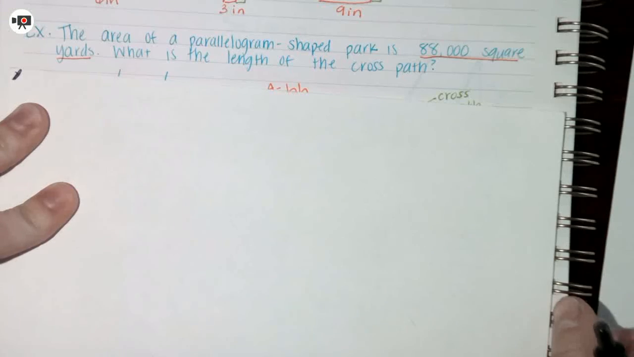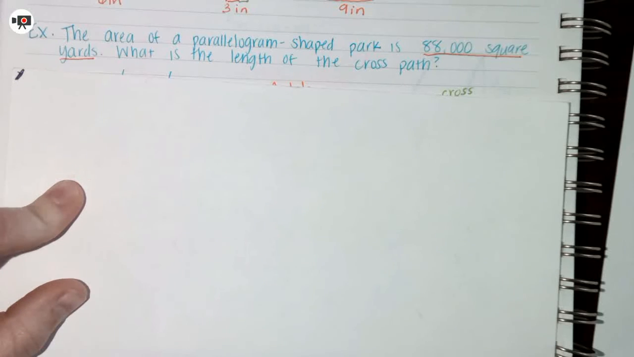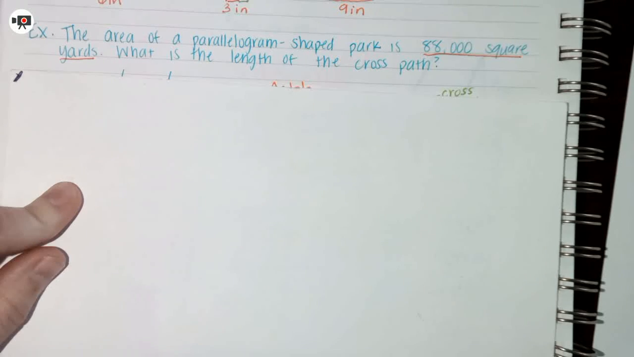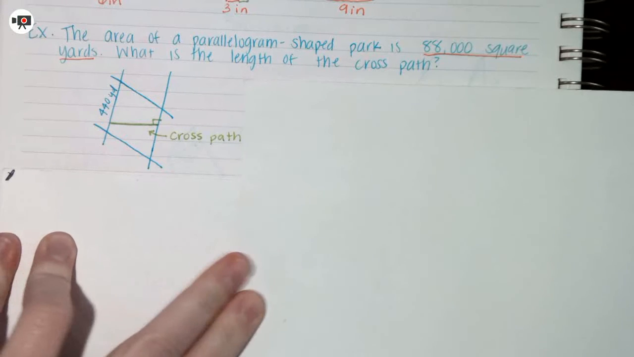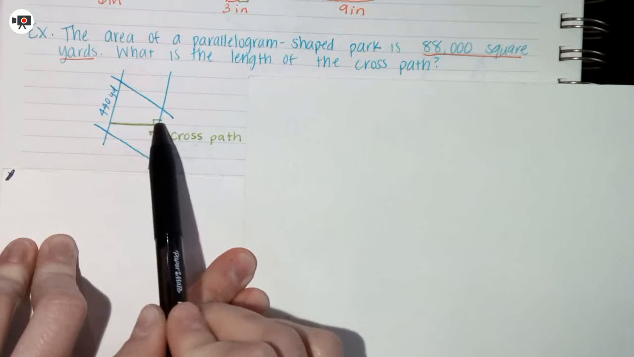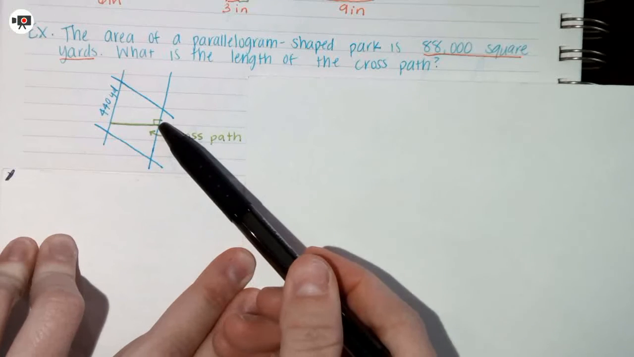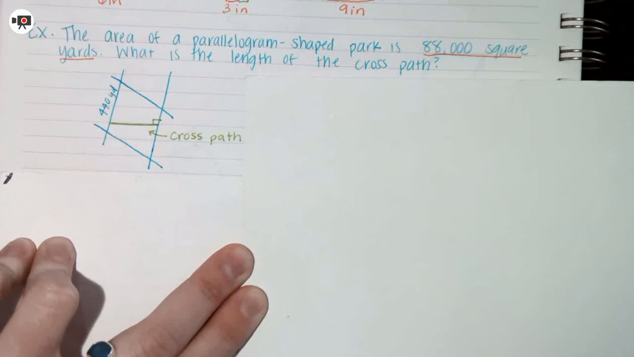Got one more. The area of a parallelogram-shaped park is 88,000 square yards. What is the length of the cross path? So I have a picture here that shows the cross path, and it is perpendicular, as indicated with this little square. And the base, or the length, is 440 yards.